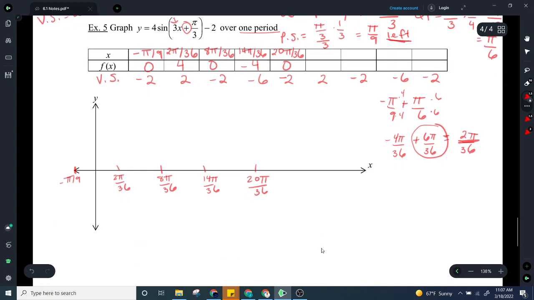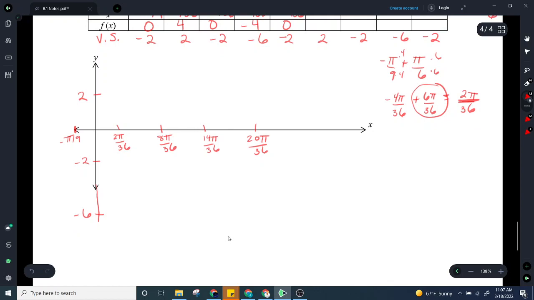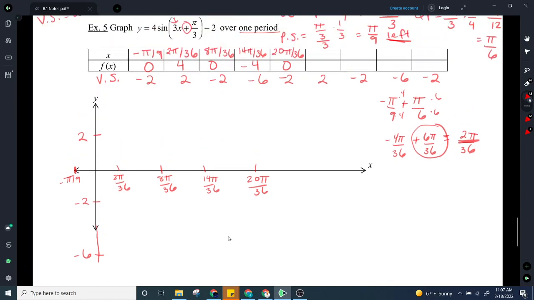All right? So my highest value is at positive 2. We'll say right here. Let's see. We've got a key value at negative 2. Keep going. We'll go down here to negative 6. We'll go like this. All right. So at negative pi over 9, we start out at negative 2. That's where the graph starts. At 2 pi over 36, we're going to go to positive 2. At 8 pi over 36, we're going to go to negative 2. And then at 14 pi over 36, negative 6. And then at 20 pi over 36, we're back at negative 2.